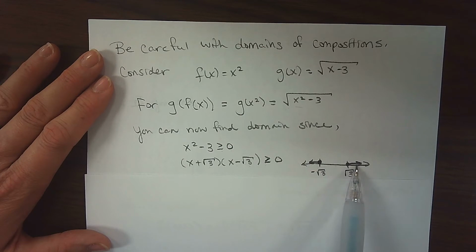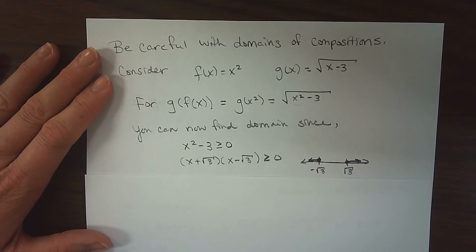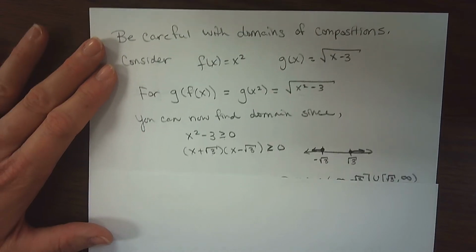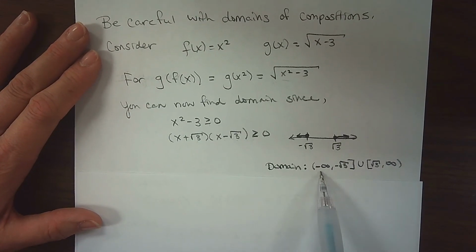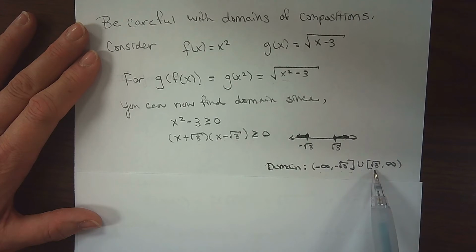And you could certainly pick another point on either side of those pieces to decide that those actually are the parts of the domain where this function is defined. Okay. All right. So if I were to then formally write the domain, I would say from negative infinity to negative square root of 3, including that endpoint, and then also including the square root of 3 to infinity.